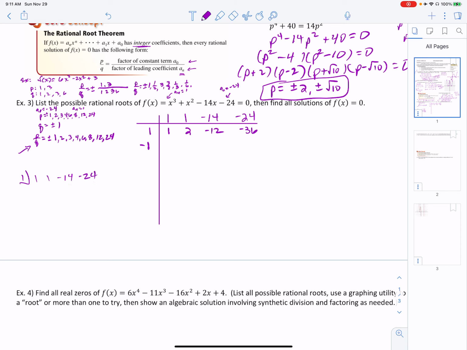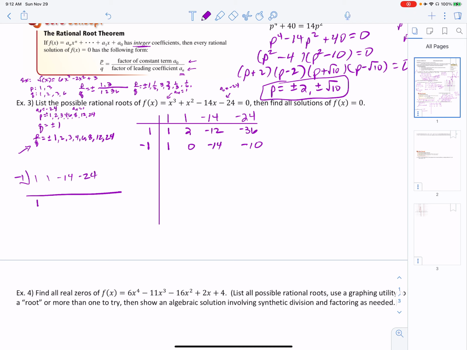again, I'm going to do it just in the chart. Bring down the 1, and 1 times negative 1 is negative 1 plus 1 is 0. Negative 1 times 0 is 0, plus a negative 14 is a negative 14. Negative 1 times negative 14 is positive 14, and negative 24 is a negative 10. That's the same thing. Right here, if I brought down the 1, multiplied, added, oops, I forgot to change it to negative.